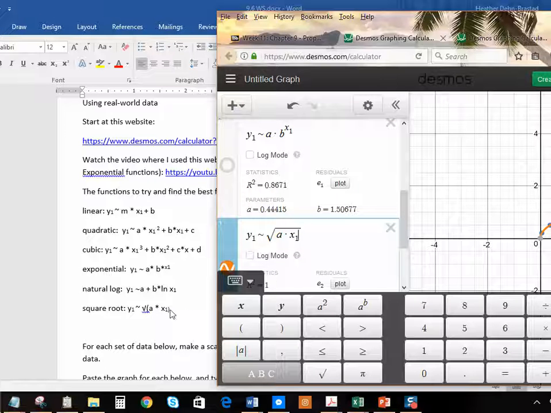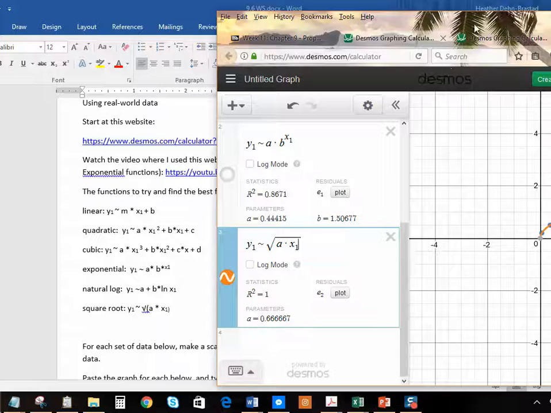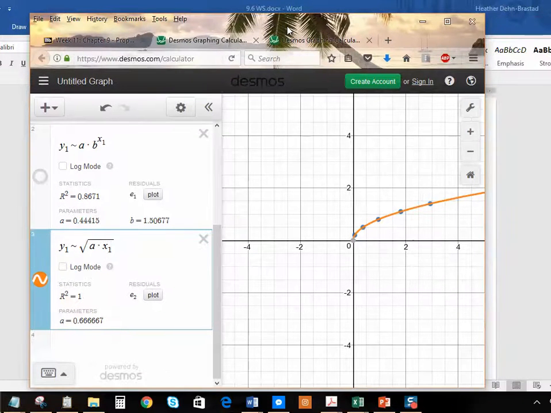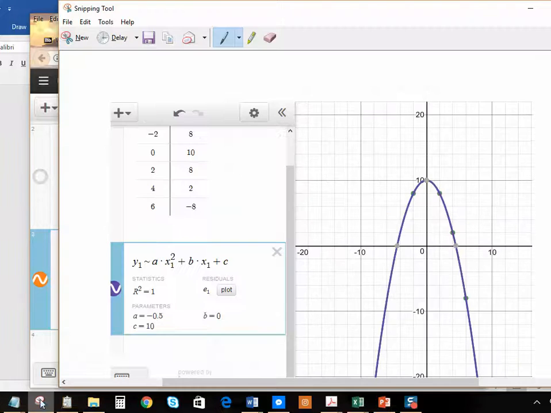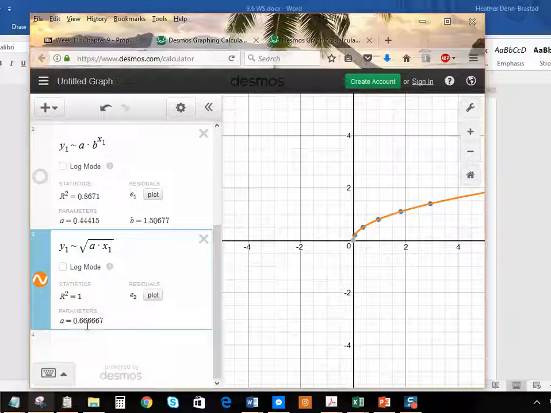And then I check, yep, that looks good. Okay, so now let's hide my keypad and see if that fits the data better. Oh, it fits it very well. It's this orange line. It goes right through my data points, and r squared is equal to 1. There's only one value I need to put in when I copy this equation over into the worksheet, and that is that a is 0.666667.